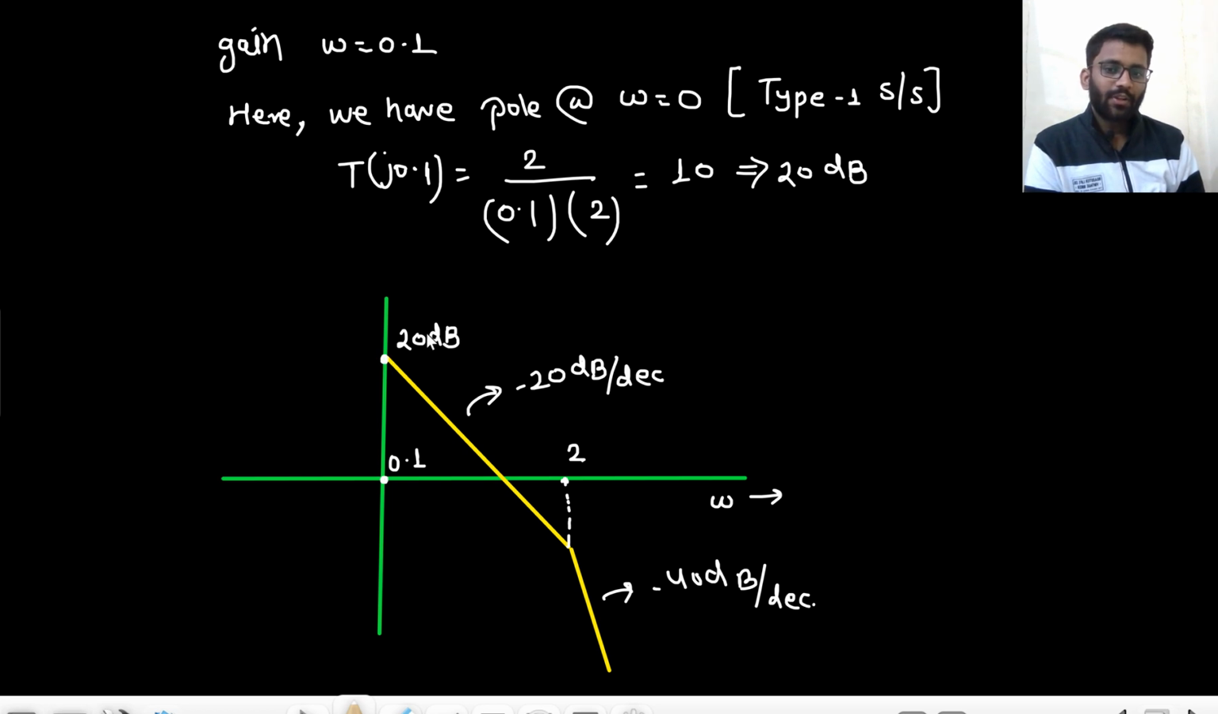Because at 0.1 you are having 20 dB, right? So if you go 10 times, from here to here, you will lose 20 dB. 20 dB per decade. So at omega goes to 1, you will be having 0. That means from 0.1 to 1 you are going 10 times, so you will lose 20 dB. So at omega goes to 1, you are having 0 dB. So at omega goes to 2, what you will be having? Minus 6 dB. Because minus 20 dB per decade is equal to minus 6 dB per octave. So if you go double, you lose 6. If you go 10 times, you lose 20. Right? So here the gain would have been minus 26.